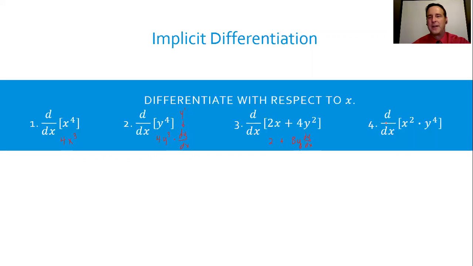And then finally, this question here says find the derivative with respect to x, and you have x squared times y to the fourth. This times sign is an indicator that we're going to do a product rule. So I'm going to do first times the derivative of the second, and I already know what the derivative of y to the fourth is. We did that over here. That gives me 4y to the third dy dx.